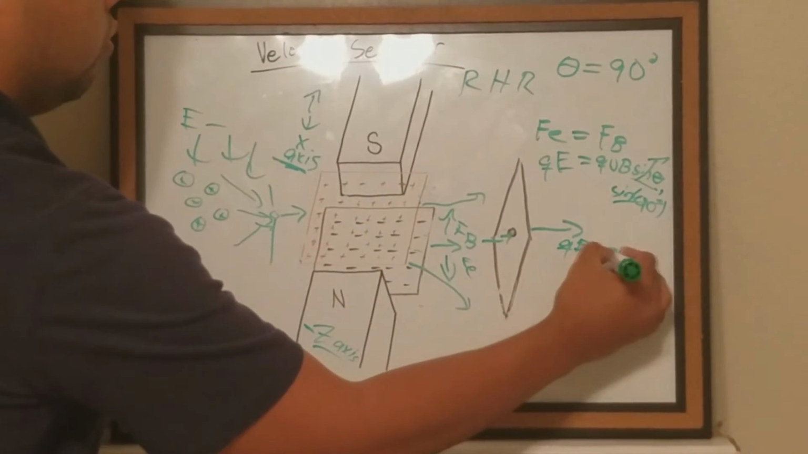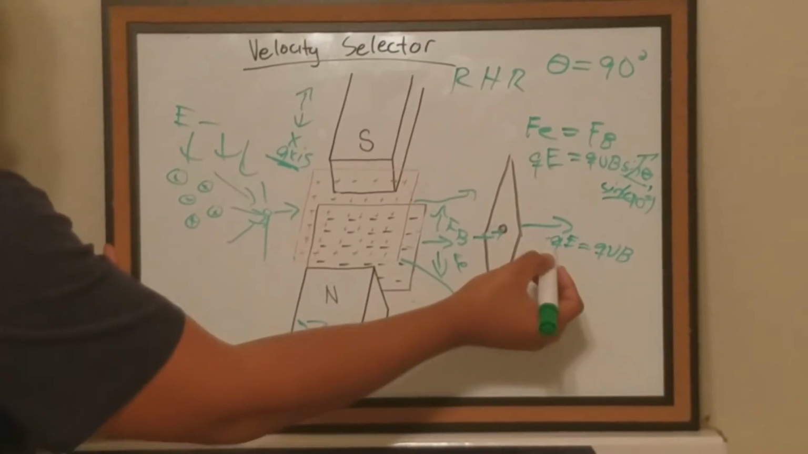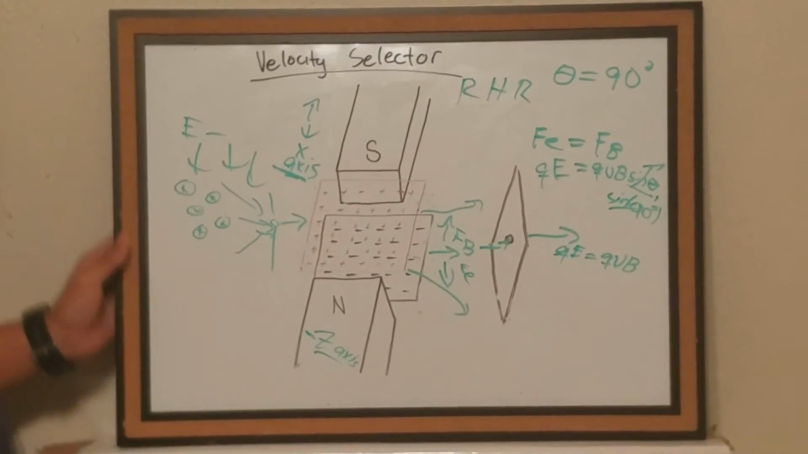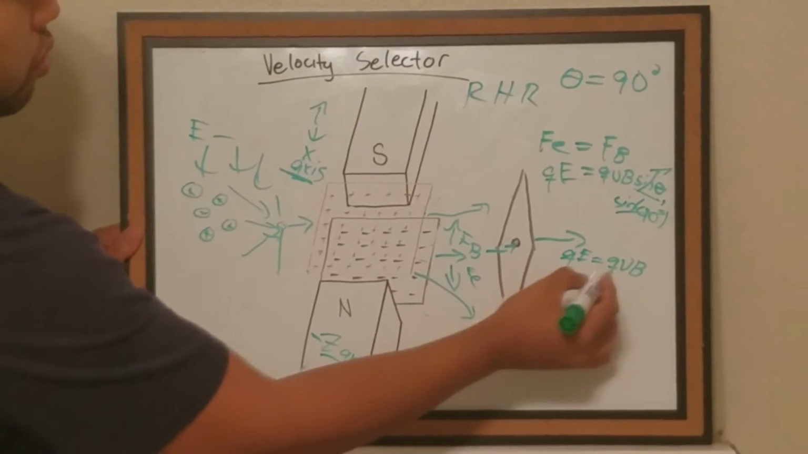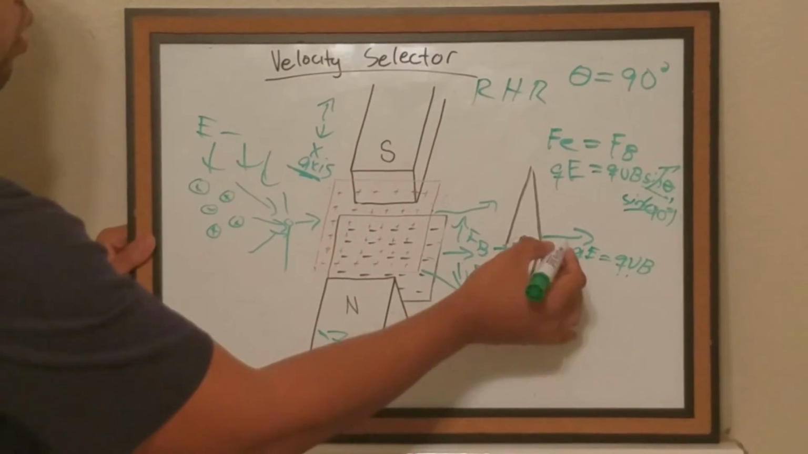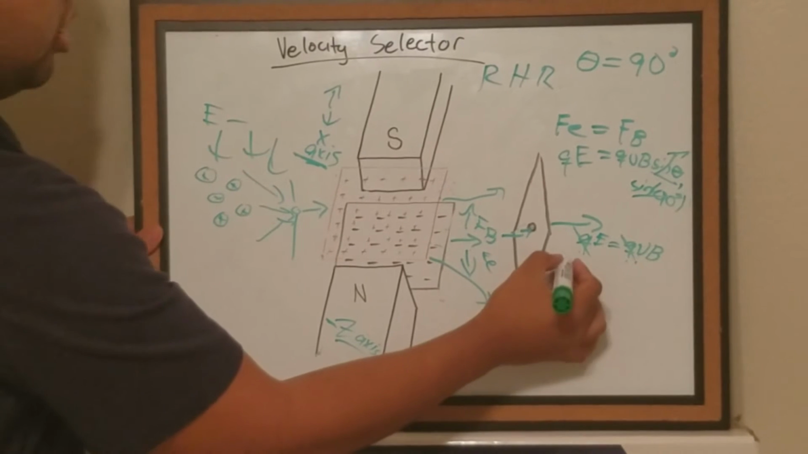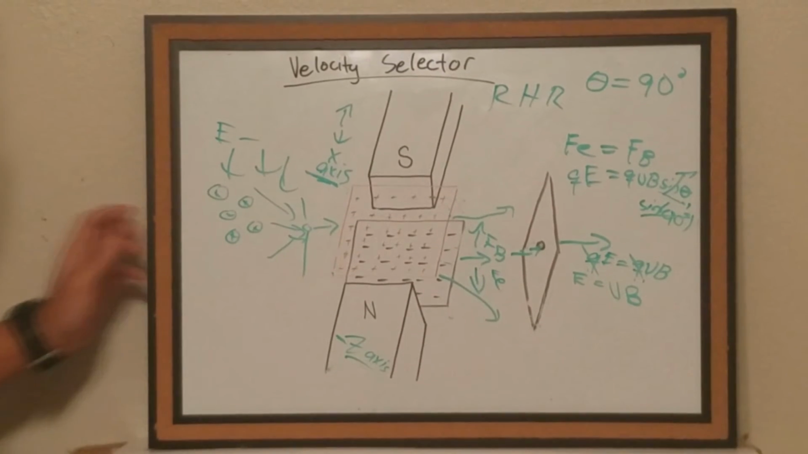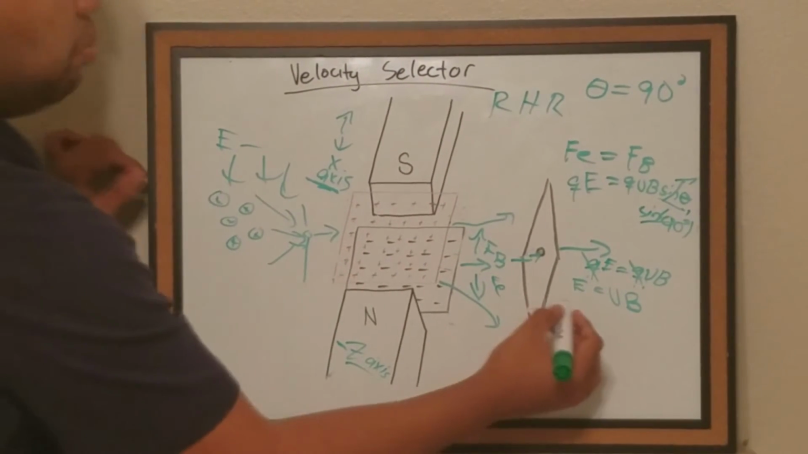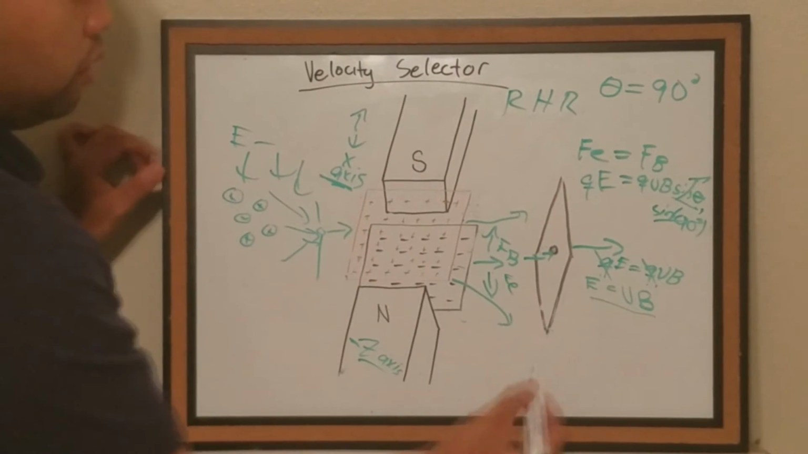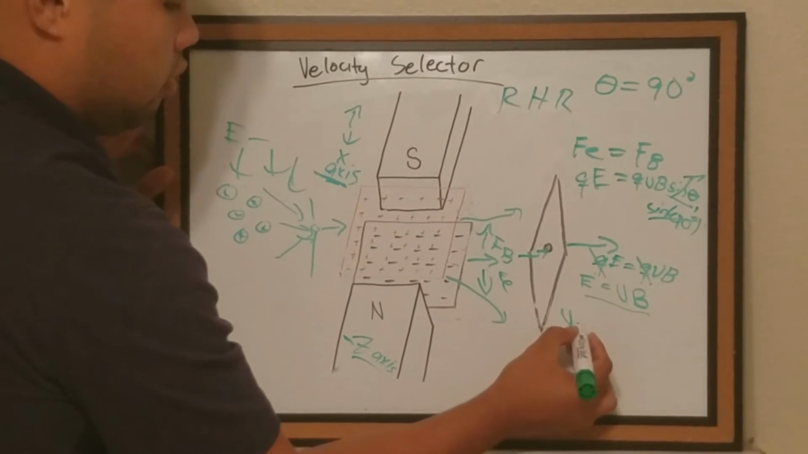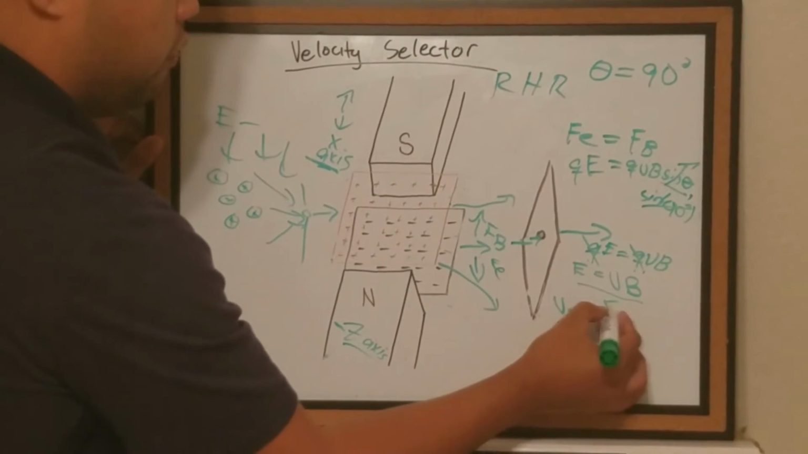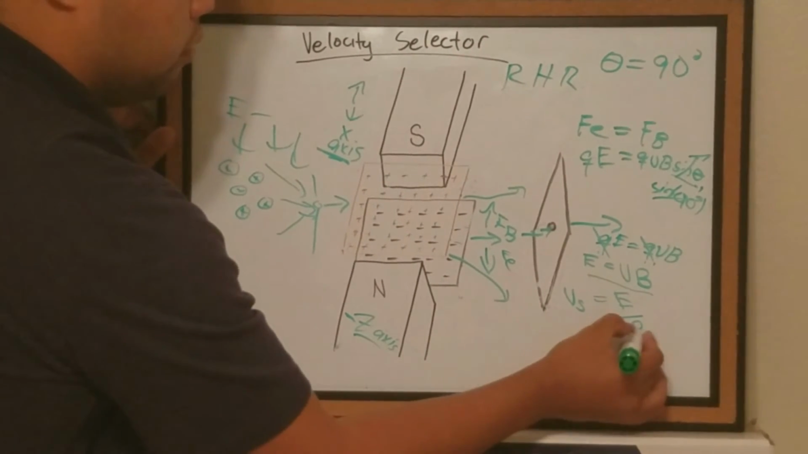This gives us QE is equal to QVB. Q as in the charge, E is the electric field, V is the velocity, and B is the magnetic field. Now, we can see that the Q's are on each side of the equal sign, so we can cancel them out, leaving us with E is equal to the velocity times the magnetic field. Now, if we algebraically manipulate the formula that we have, we can come up with the velocity, or Vs, velocity selected, is equal to the electric field over the magnetic field.